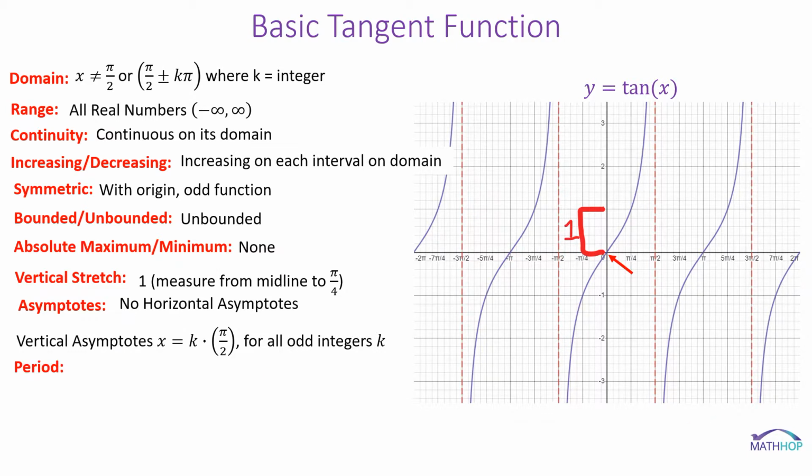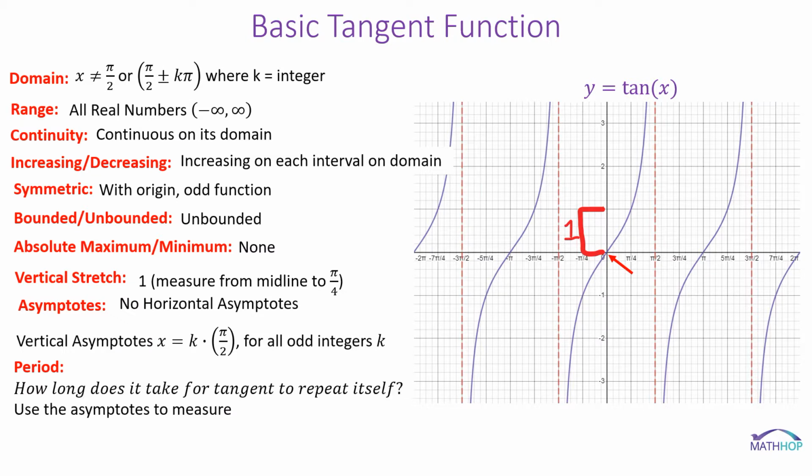Let's talk about the period. Okay, so we did talk about the distance between these vertical asymptotes being pi radians. And that's exactly what the period's asking. The period says, how long does it take for the tangent function to repeat itself? Or how long does it take to complete one full cycle? And we use the asymptotes to measure. And we can see the period of tangent is pi. From negative pi over 2 to pi over 2, there are pi radians.